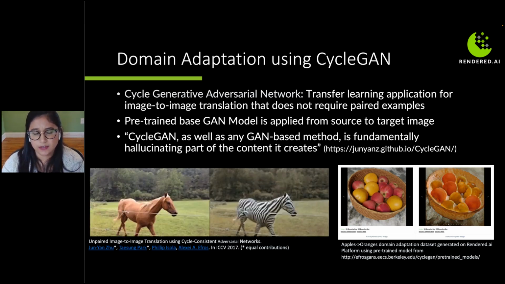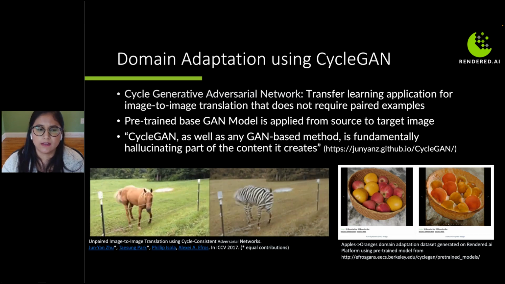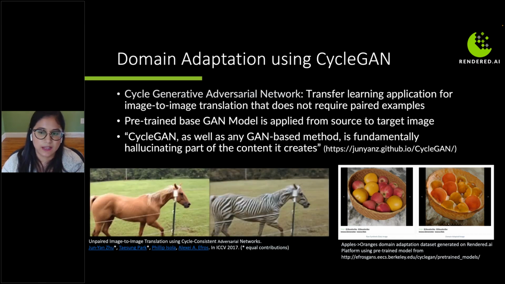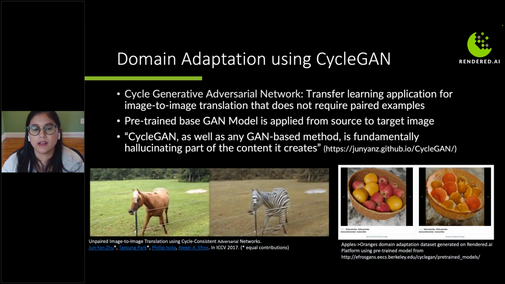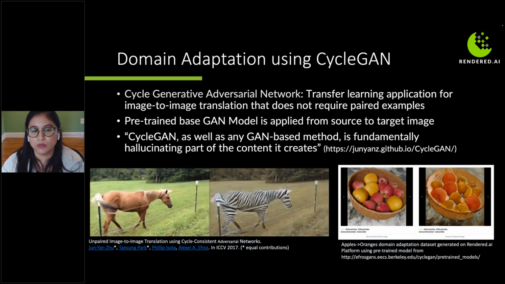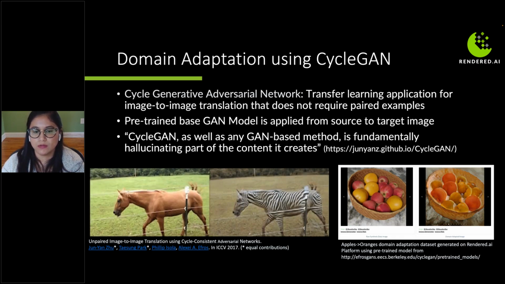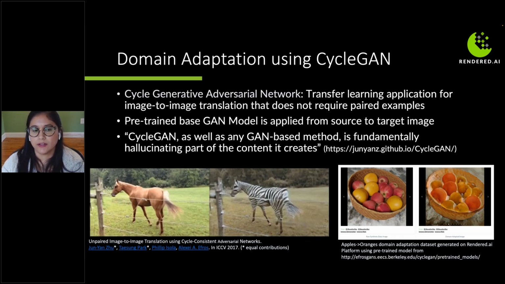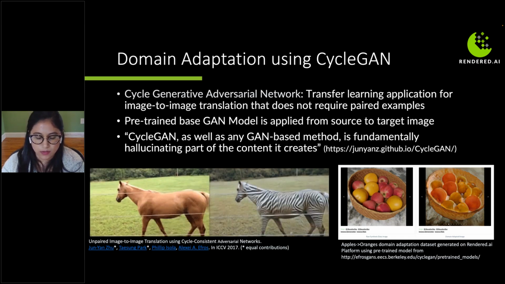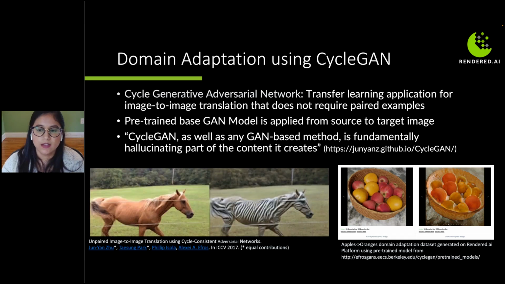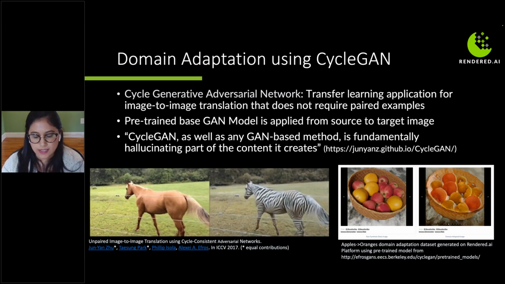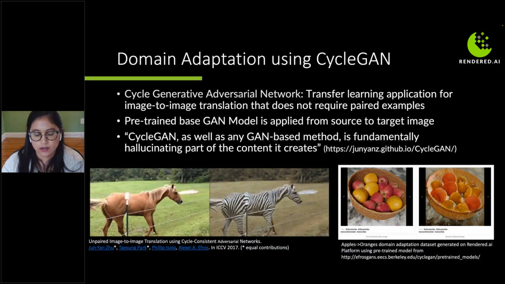And the biggest thing to understand with CycleGAN is, I've quoted here, CycleGAN, as well as any GAN-based method, is fundamentally hallucinating part of the content it creates. So you have to understand when to use CycleGAN, because you may not get the right transfer if you're using it for certain use cases. So the biggest transfer cases that this is useful for are season transfer, styles, transfiguration, filters.